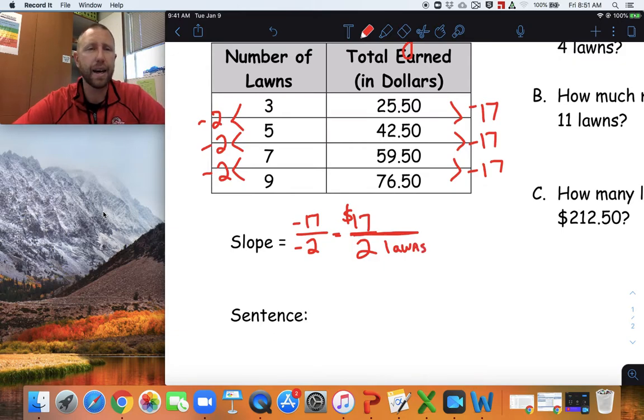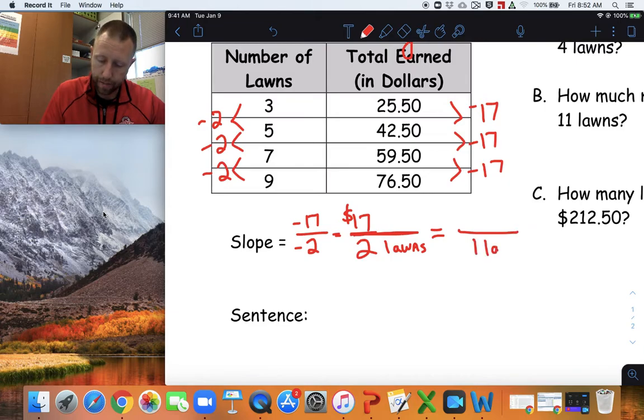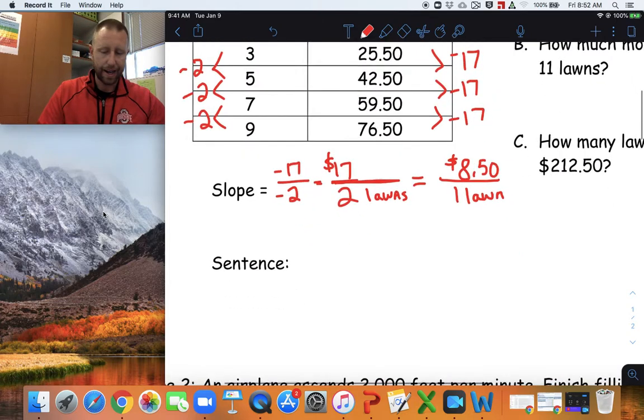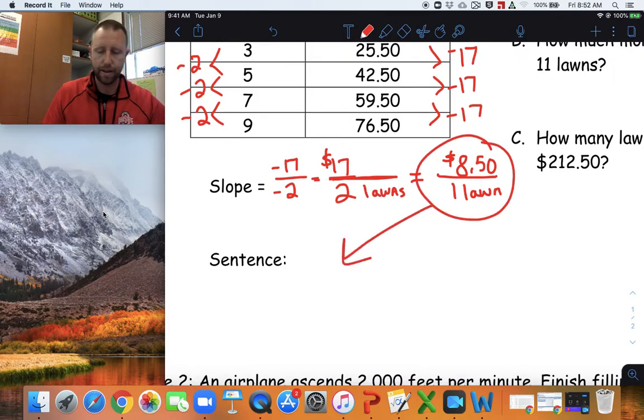Okay. I don't like seeing what I make per 2 lawns. Remember, we talked about this before. So I'm going to change that. And when we're talking about money, it's okay to have a decimal in our slope. So I'm going to change that and actually divide by 2. When I divide by 2 so that I can see what that is per 1 lawn, I see that it's $8.50. Okay. Well, that makes my sentence really easy, right? When I simplify my slope and I include those labels, I can take this straight to the sentence. Okay, $8.50 per lawn.